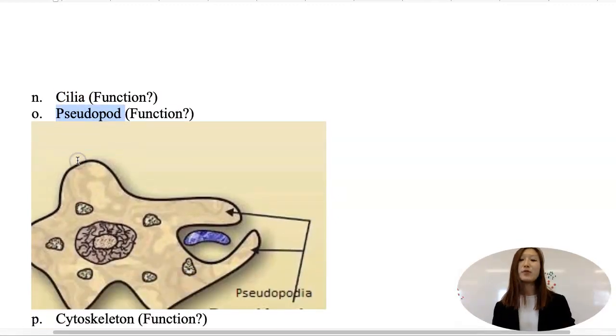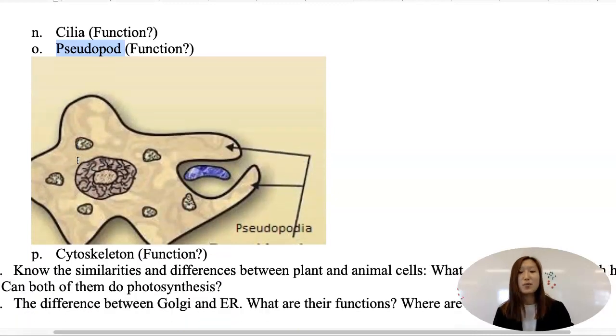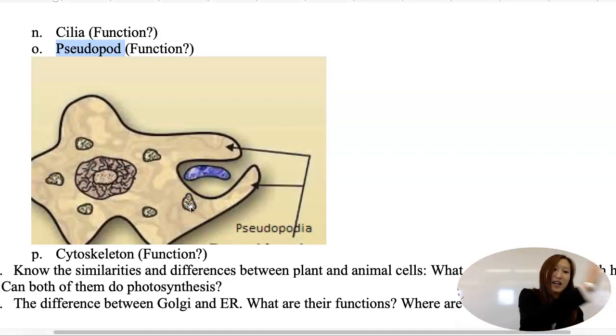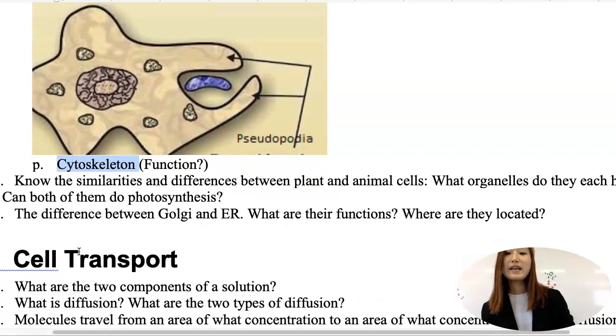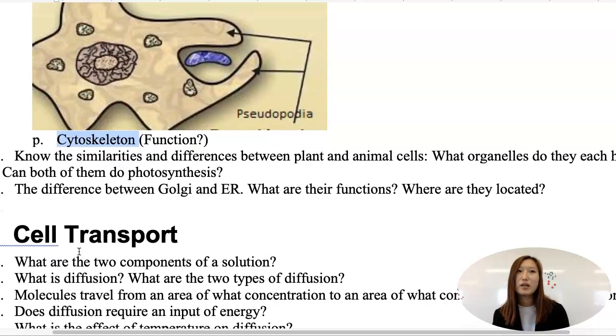And then we have pseudopod, which is also in charge of helping the cell move around. So what you see over here, this eukaryotic cell can extend a part of its cell membrane in a certain direction. Let's say it's trying to eat this food, right? And then it'll bring its entire body over to surround the food and then eat it. Cytoskeleton is kind of like our skeleton. It helps hold the shape of the cell. And it allows certain material to travel inside the cell as well.